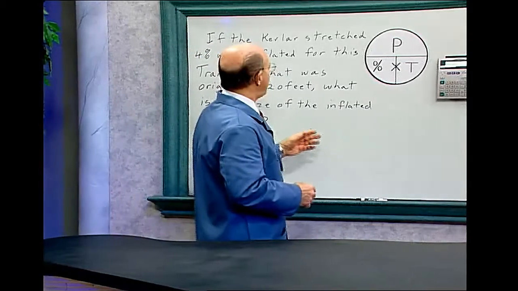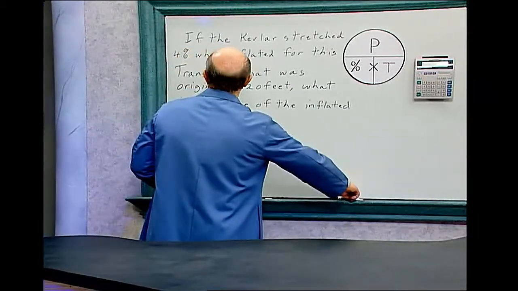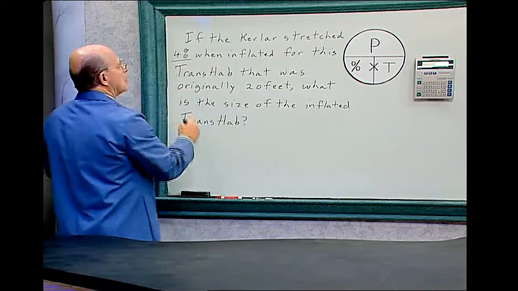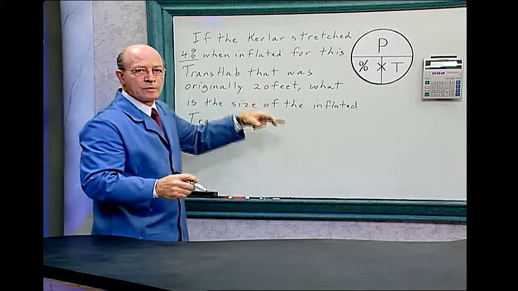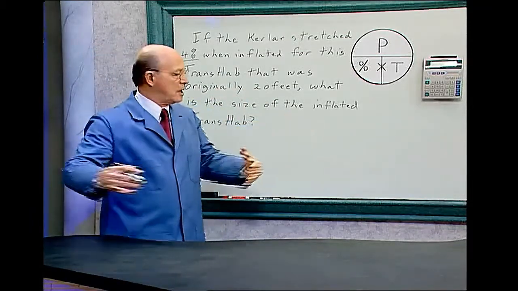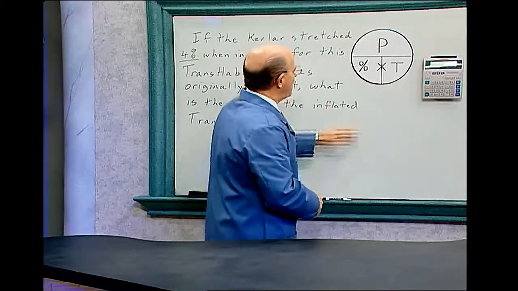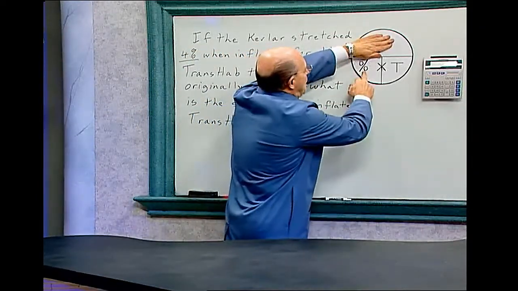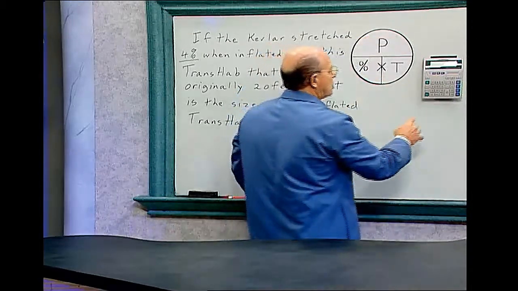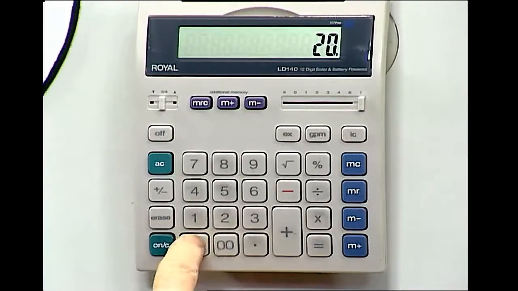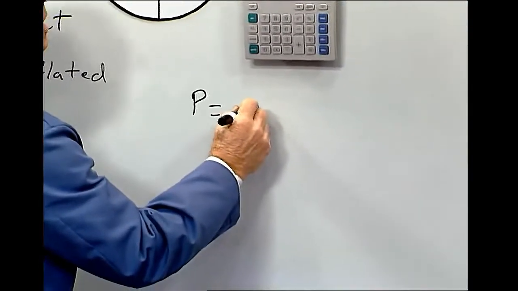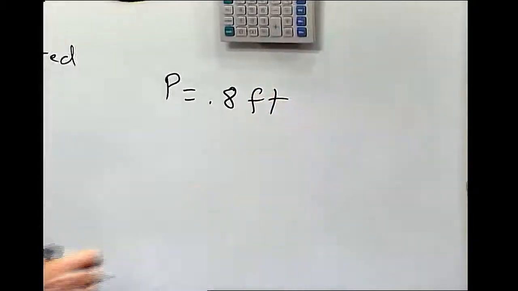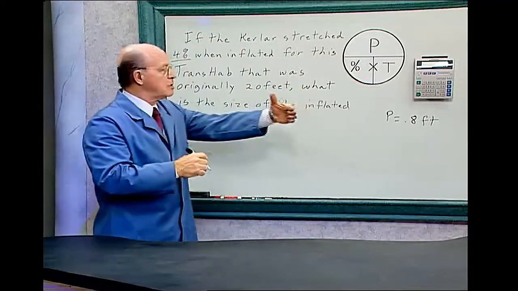So what we have then, we have the percentage. It stretched 4%, and the size is 20 feet. So it's 20 feet in diameter, that TransHab that's at NASA. So what we want to find now is the part. Percentage times the total. So let's go to our calculator. We want to find the part, so it's 20 times 4%, and so the part equals 0.8 feet. But that's how much it stretched.